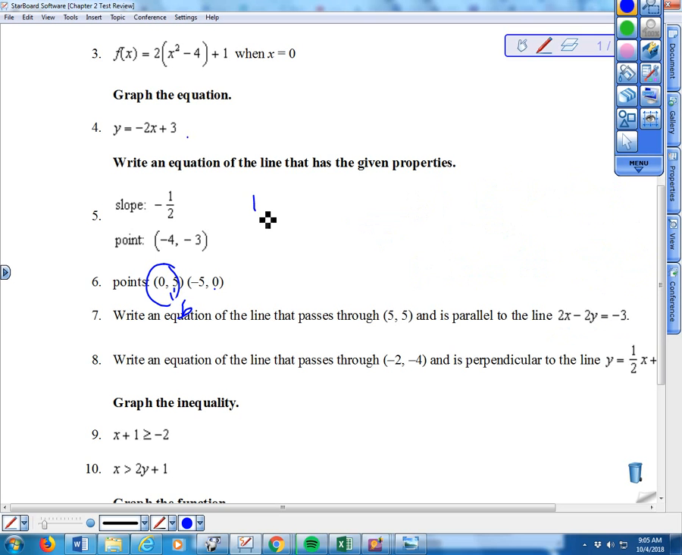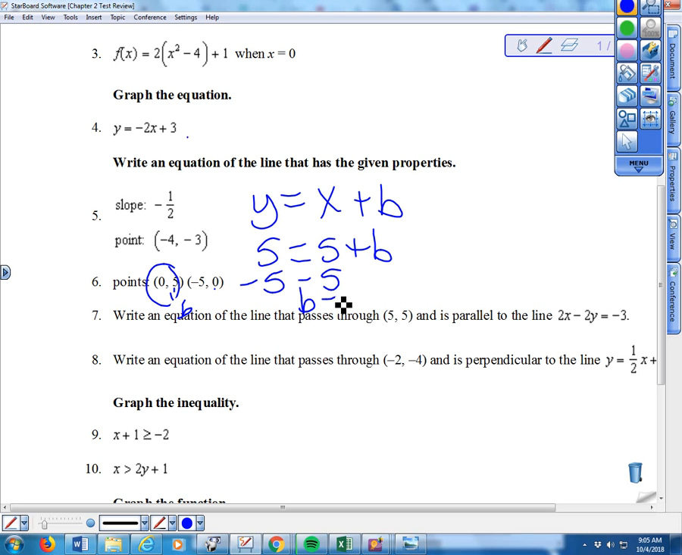So I'm going to write my equation. I'm not going to write the 1 because it's implied. And it goes through 5, 5. So I'm just going to plug in 5 equals 5 plus b. What's b? 0. So the equation of the line that's parallel to that one is y equals x.